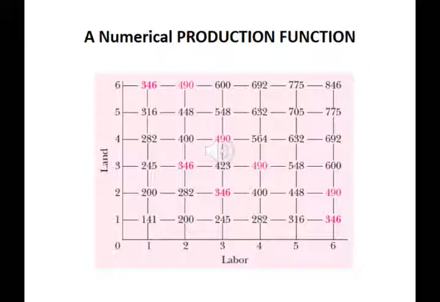But the next dose of labor, adding labor from 2 to 3, will only add 64 units to total product, which is the 346 minus the 282. What does this mean? As you can see, adding labor from 1 to 2, this second unit of labor added 82 units to the total product, but the third unit of labor only added 64 units.